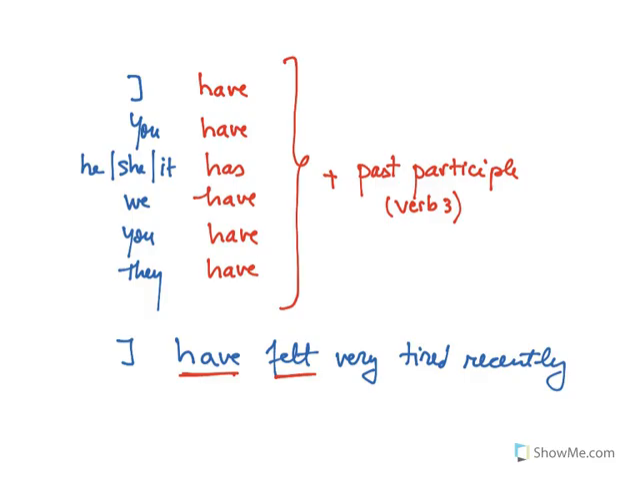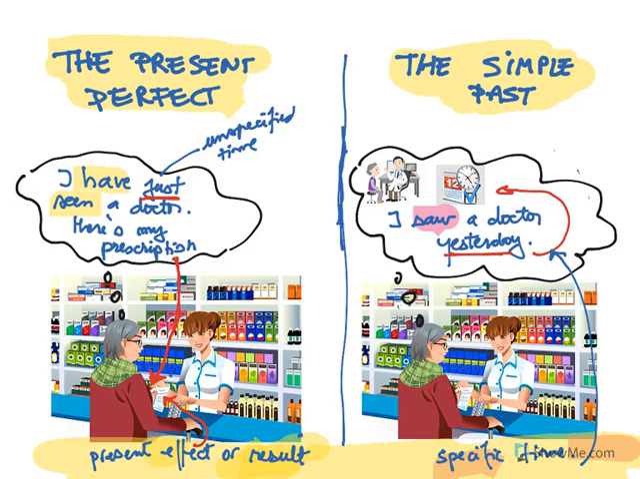Okay, very quickly, here is the form of the present perfect. You can check it out. And now let's look at the second example. Again, we have a patient coming to the pharmacy saying, I have just seen a doctor.